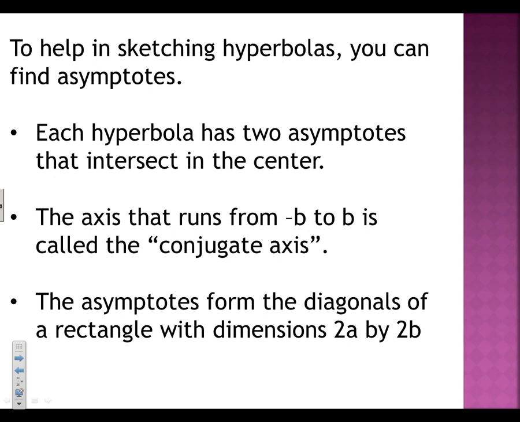To help sketching the hyperbolas, now is where those asymptotes I mentioned come into play. Each hyperbola has 2 asymptotes that intersect in the center. The axis that runs from negative b to b is called the conjugate axis. The major one on the hyperbola was called the transverse axis; the one that runs from negative b to b is called the conjugate axis rather than the minor. The asymptotes form the diagonals of a rectangle with dimensions 2a by 2b. We'll show you that on a diagram in a second.